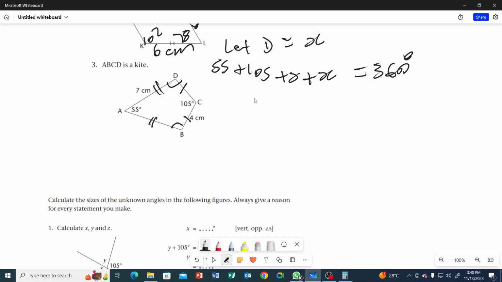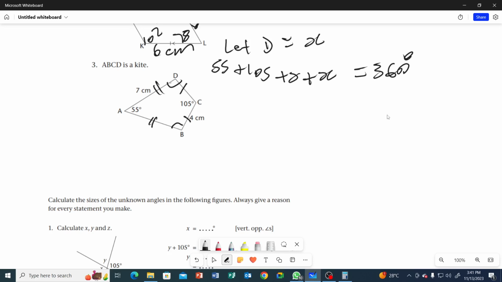Now, since we have 2 times X, it's going to be 2X. 105 plus 55 gives us 160, which is equal to 360 degrees. Okay. Now this gives us 2X equal to 200, because we take 360 degrees minus 160.